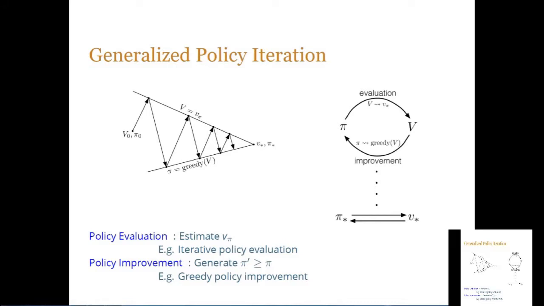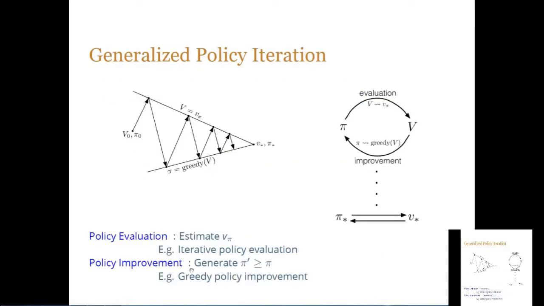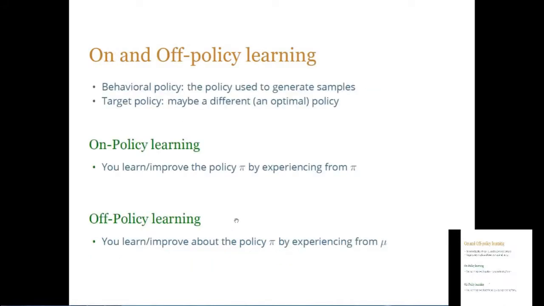So what I will do now is to present this type of dichotomy, this type of separation between on and off policy learning. And the idea behind this is that they use different techniques for performing these two steps in different ways. So when we talk about on-policy learning, this is the type of policy improvement in which you learn and improve the policy by experiencing from the same policy. So think of it as you're searching, for example, for a goal, and the policy that you use to select your actions is the one that you're going to learn and improve. This is a very natural way of thinking about a problem.